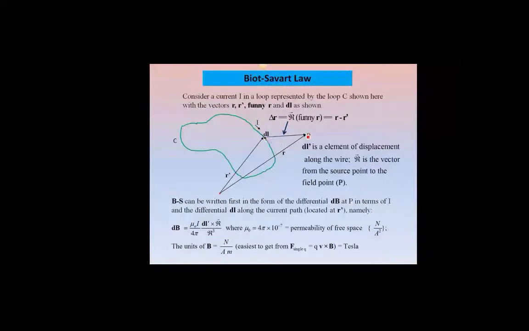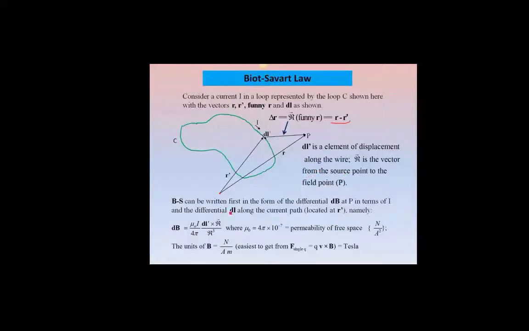The field point P is at the vector r. And remember, we had our funny vector, which is equal to r minus r prime. And so that's our delta r, which is right here. So basically what that is, you've got some little current here, and it's the vector between that little current and the position of the field point where you're trying to determine the field. So dl prime, let's put a prime on this, is an element of displacement along the wire. Our funny r is the vector from the source point to the field point.